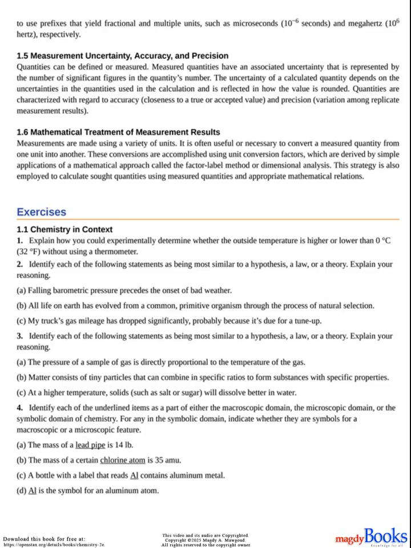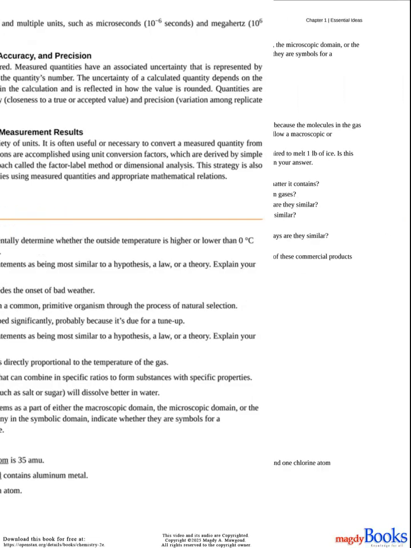4. Identify each of the underlined items as a part of either the macroscopic domain, the microscopic domain, or the symbolic domain of chemistry. For any in the symbolic domain, indicate whether they are symbols for a macroscopic or a microscopic feature. A. The mass of a lead pipe is 14 pounds. B. The mass of a certain chlorine atom is 35 amu. C. A bottle with a label that reads Al contains aluminum metal. D. Al is the symbol for an aluminum atom.